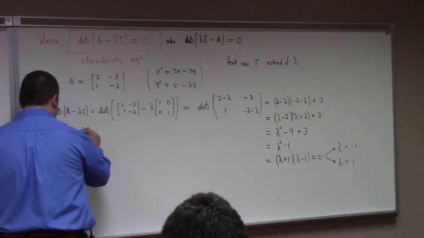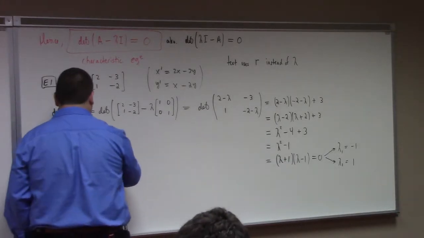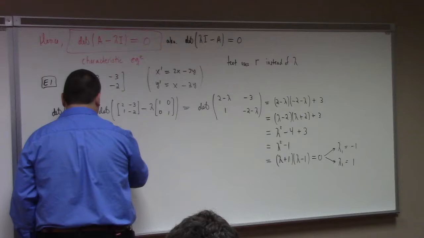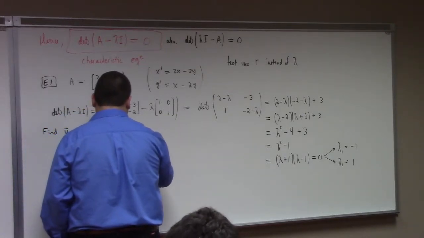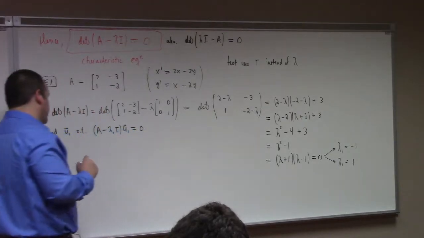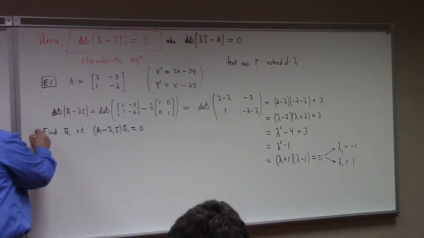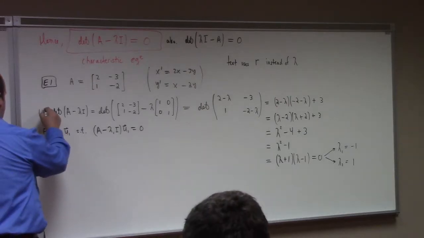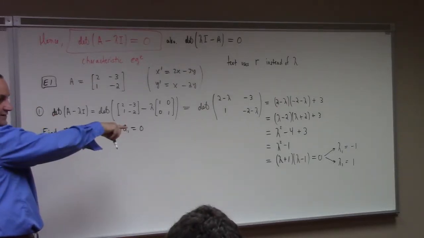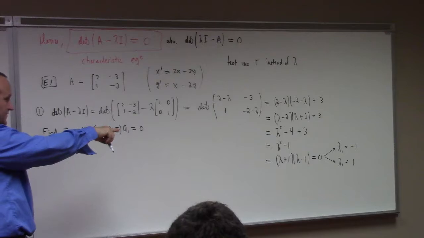u1 such that (A minus lambda 1 I) u1 equals 0. All right? So there are sort of 3 steps here. Step 1 is to calculate the characteristic equation and find the eigenvalues.